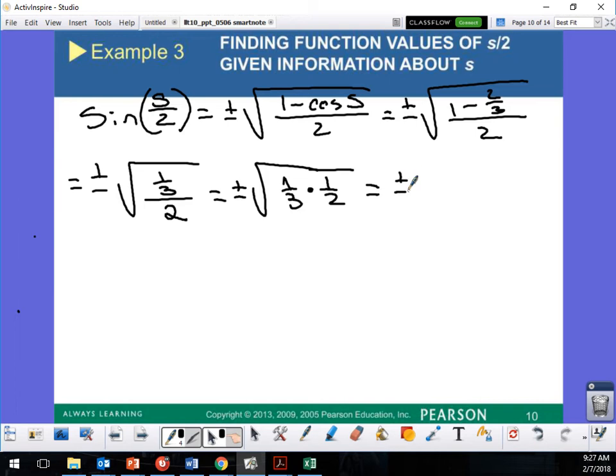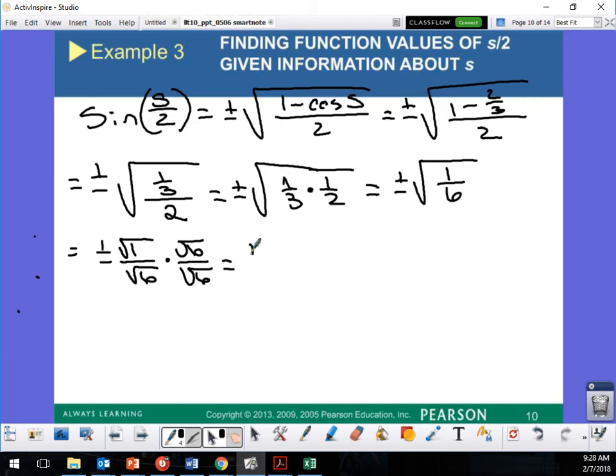Equals plus or minus square root of 1 over 6. Now, break it up. So it's going to become plus or minus... I'm not going to rationalize yet. I kind of got ahead of myself. All right, so plus or minus 1, so rad 1 over rad 6. What's square root of 1? Just 1, right? So the top's fine. But I have to rationalize. Multiply top and bottom by rad 6 over rad 6. So that's going to still be my plus or minus square root of 6 over 6.